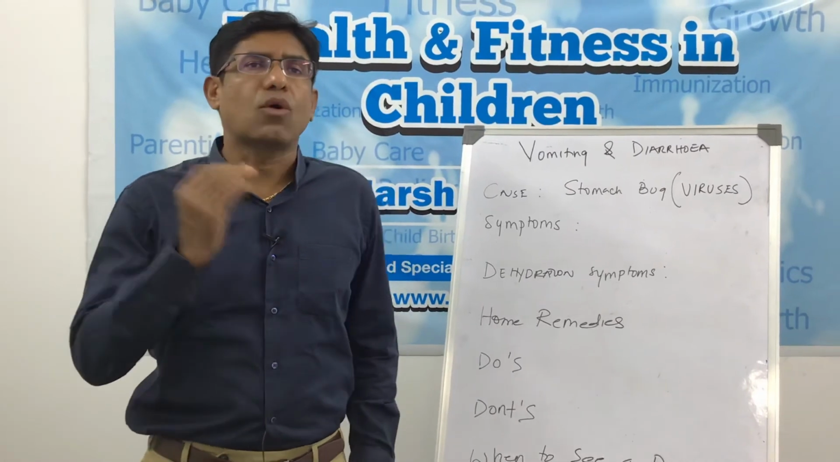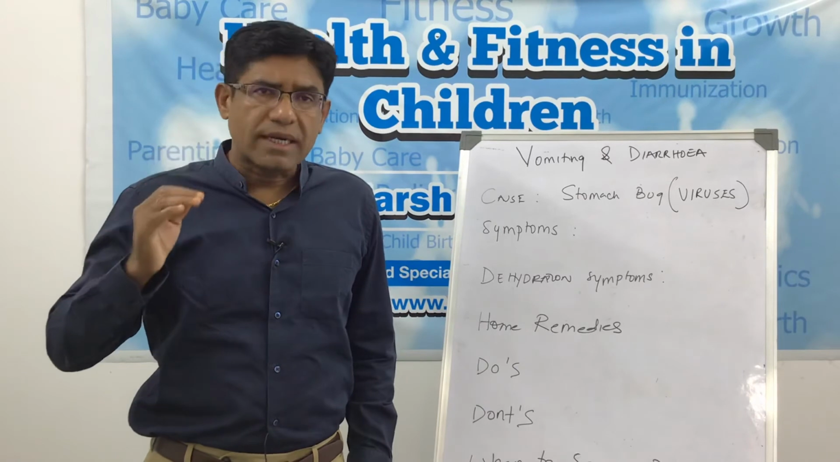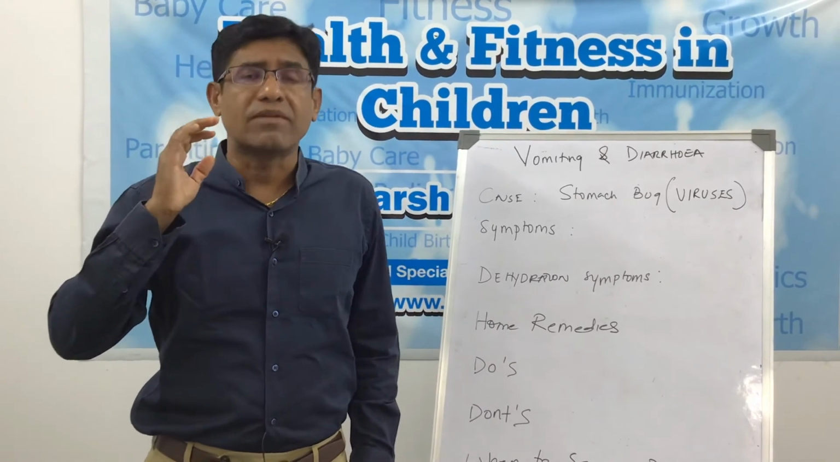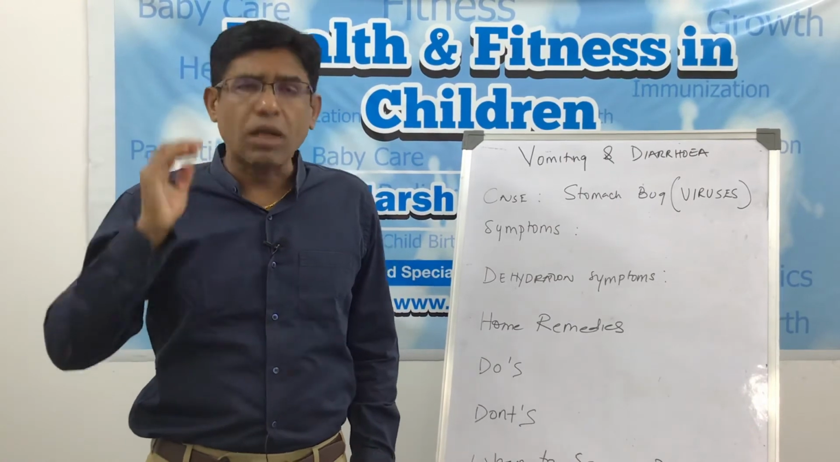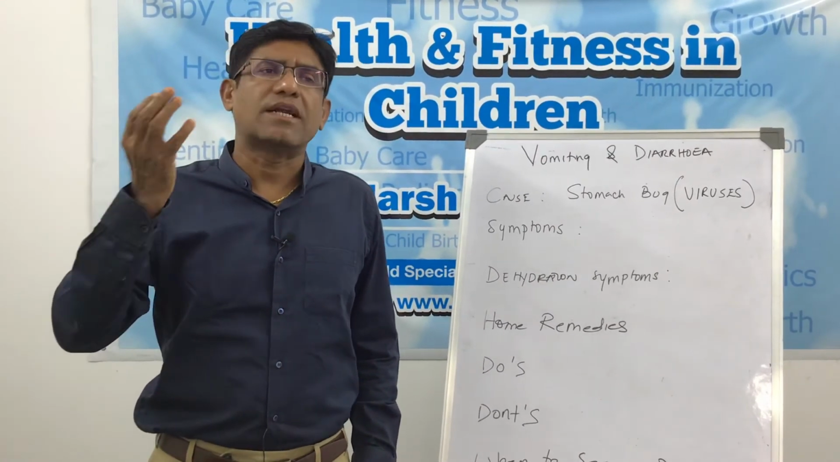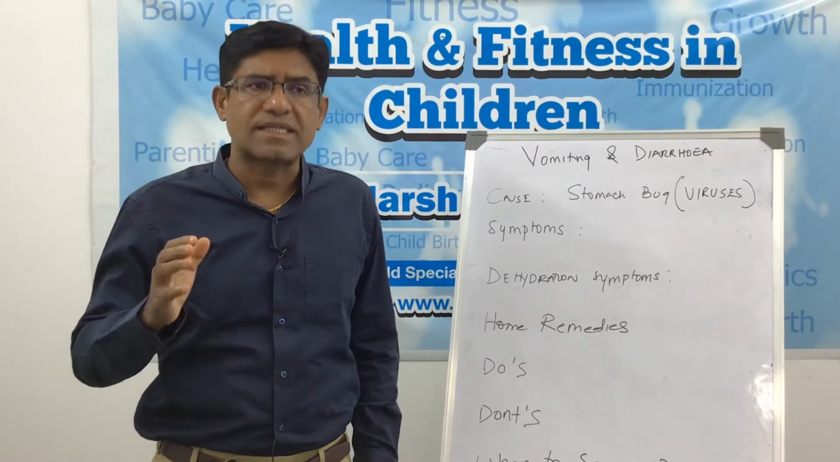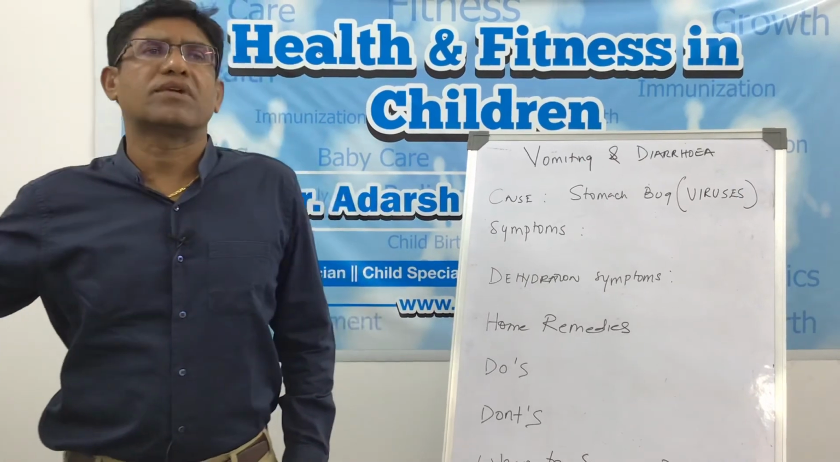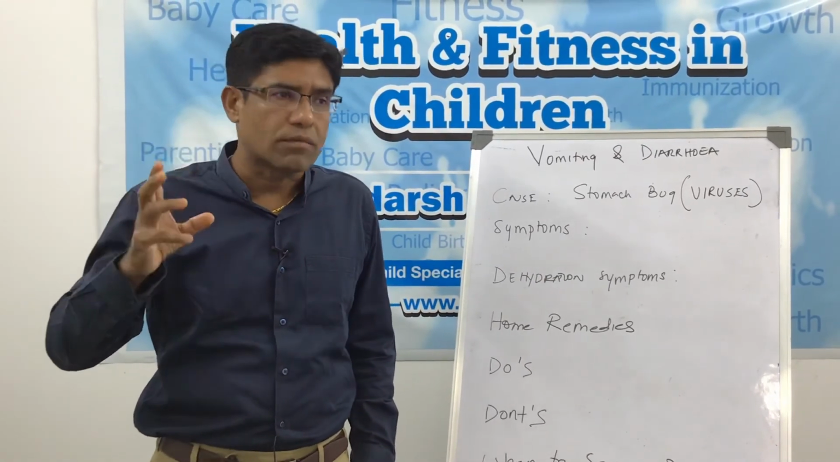So what is the course of this illness? Usually in older kids, the symptoms are relatively mild, wherein the child may have vomiting or loose motions, but the child continues to have thirst. So the child will be taking fluids, child will be eating, more or less active, and over a period of 3 to 5 days, all these symptoms subside on their own.